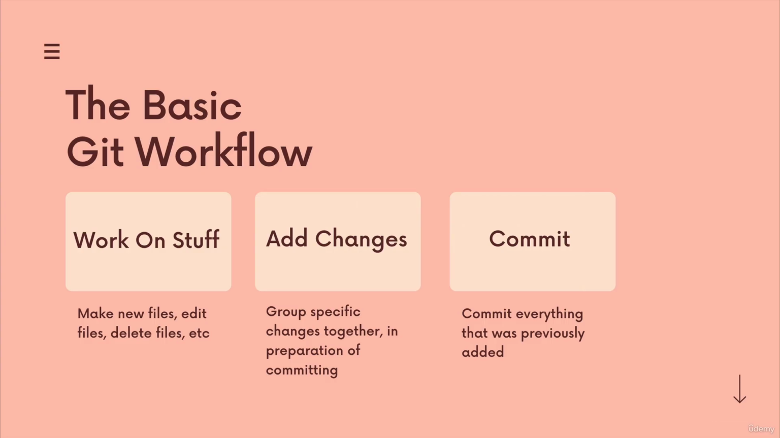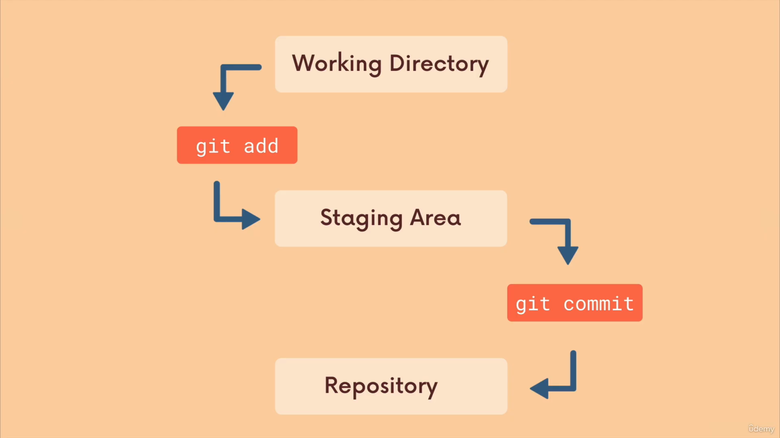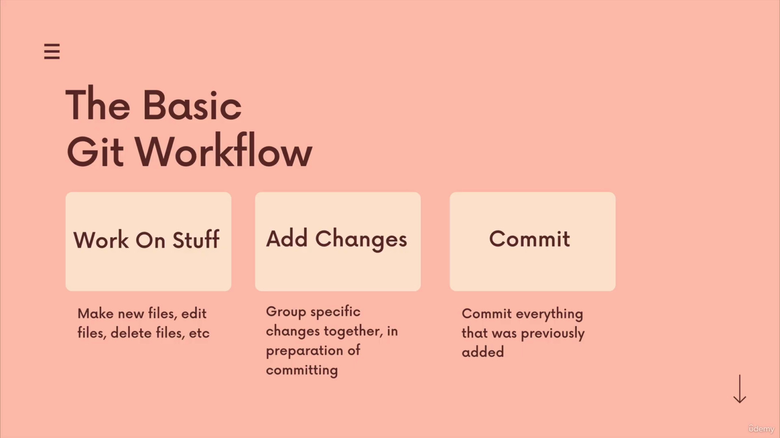So once we've done some work, we've actually made changes, we then call those changes out using the git add command to stage them for a commit, and then we can make a commit. And in this video, we're focusing on the first piece. Before we can do anything with Git, we need to make some changes. We need to do that first part, work on stuff.